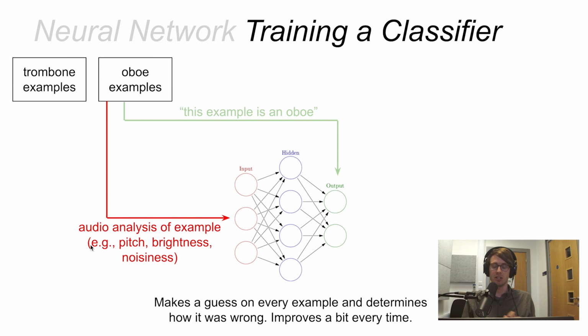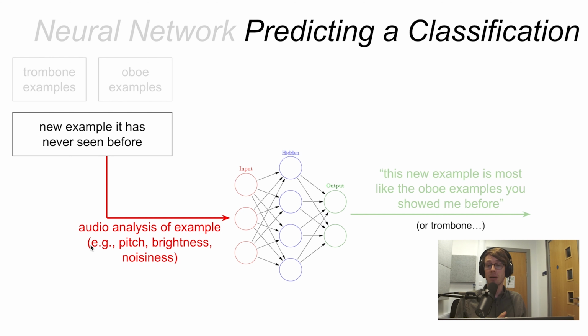accurately, so that we can show it examples that it has perhaps never seen before by taking audio input, doing the same analysis, and sending it to the neural network. The predictions that it makes, the labels that it guesses as the output, will be based on the examples that we showed it before. So it'll make the prediction to say that this new example you're showing me is most like the oboe examples that you showed me before, or the trombone, or whatever our labels or categories are.